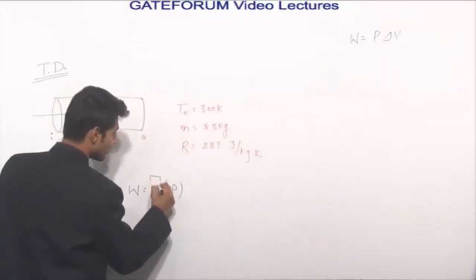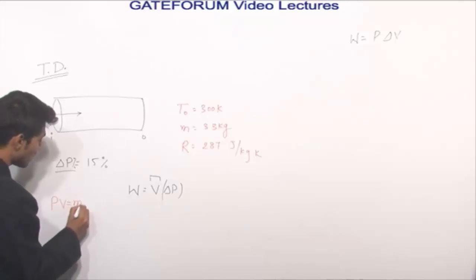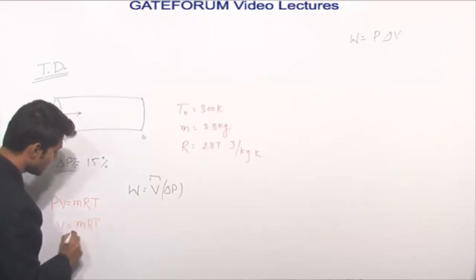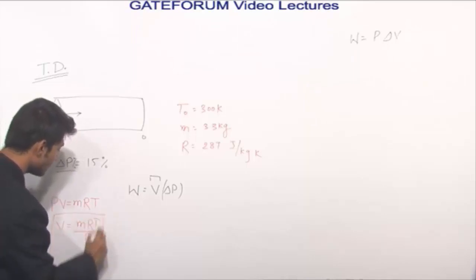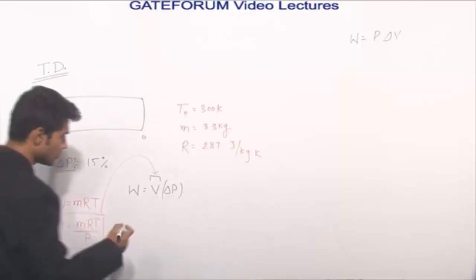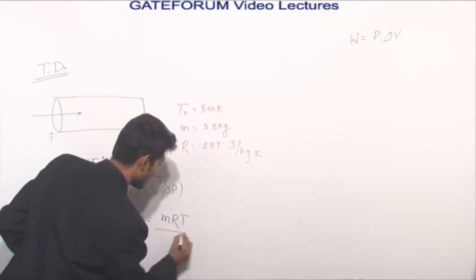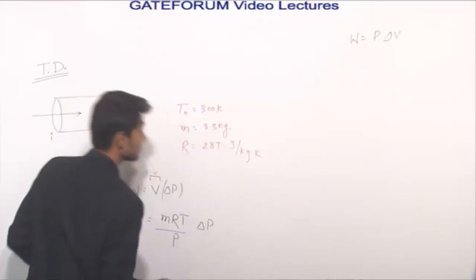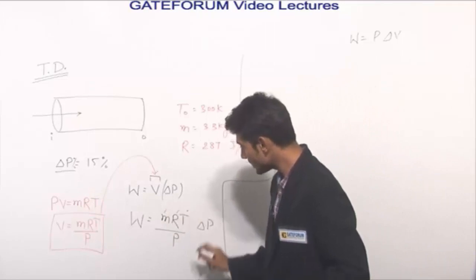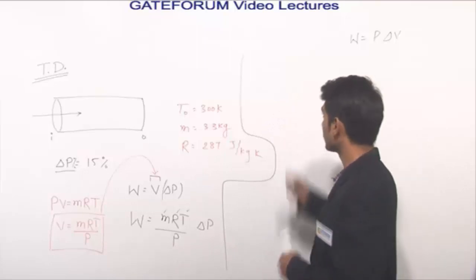Now to calculate this V, we'll go for the ideal gas equation, that is PV is equal to MRT. So what is V here? V is equal to MRT divided by P. Can we use this formula to replace V? Yes, of course. So work done is equal to MRT upon P times delta P. Now here mass is given, R is given, T is given, P is not given, and delta P is again unknown to us.